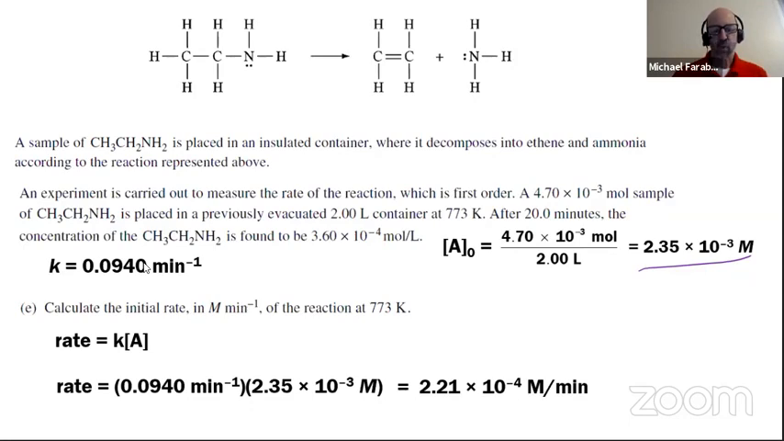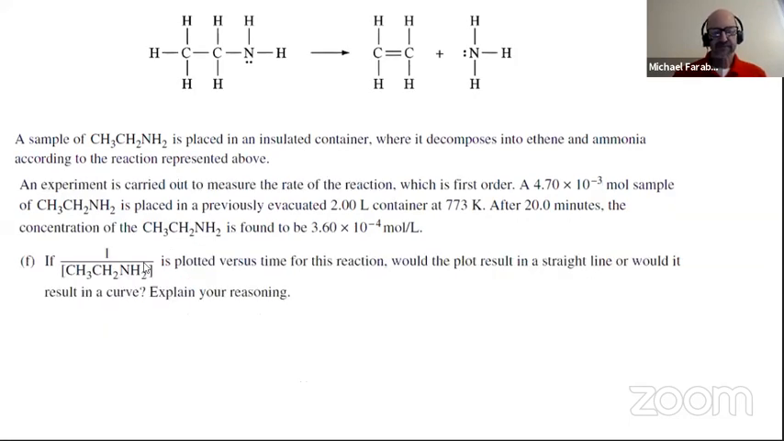All right, there was one more part of this question. Part F: if they plot time on the x-axis, if they were to plot 1 over the concentration versus time, would they get a straight line?